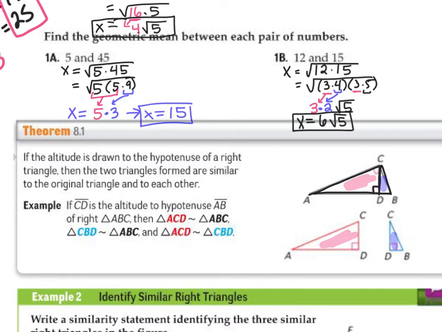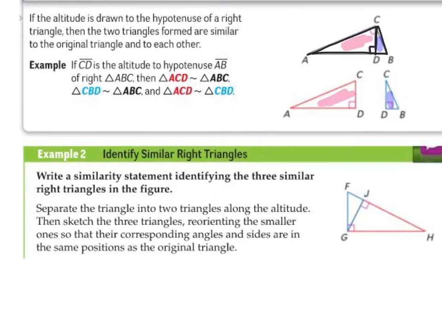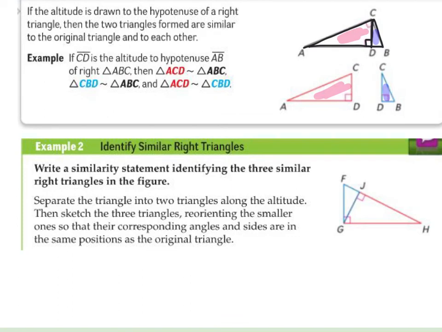So if you keep in mind that an altitude within your right triangle, as long as it goes to your hypotenuse, then you're going to have 3 total similar triangles. So let's look at an example of that. Here we want to write a similarity statement identifying the 3 similar right triangles in this figure. So what we're going to do, I'm going to take my triangles, basically break them apart, reorganize them, line them up, and write my similarity statement.